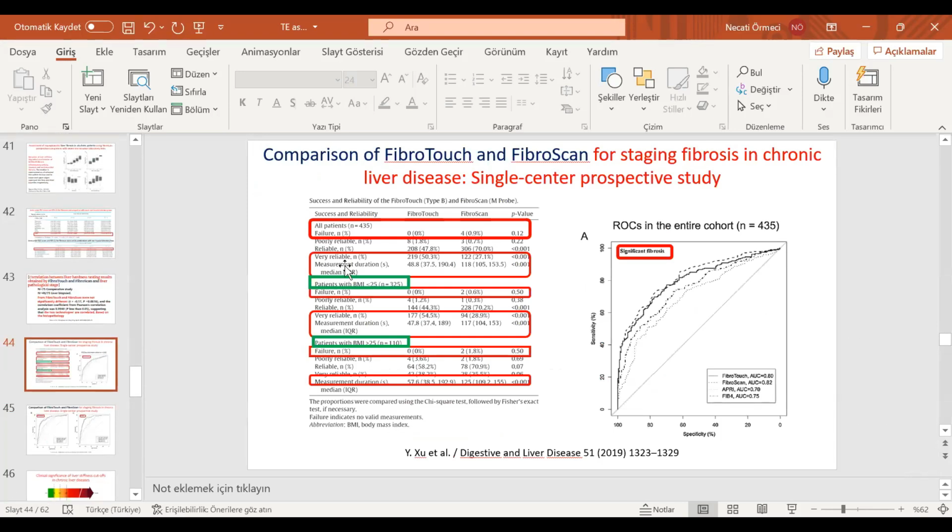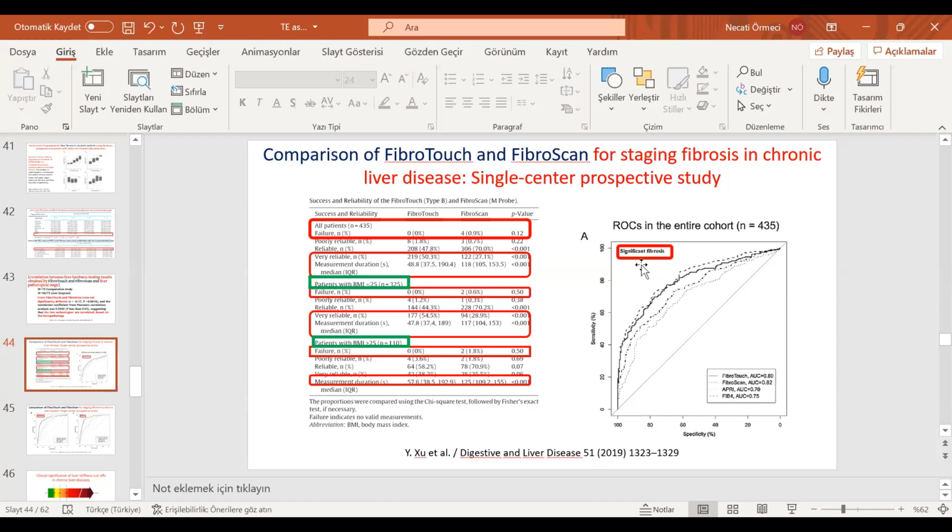Another comparative study, comparison of FibroTouch and FibroScan for staging fibrosis in chronic liver disease. As you see here, almost 4 patients failed in FibroScan, but no patient failed with FibroTouch. In the group with body mass index less than 25, 2 patients failed the measurement, and 2 patients also failed in the group with body mass index higher than 25. Another important point: measurement duration is shorter with FibroTouch compared to FibroScan.